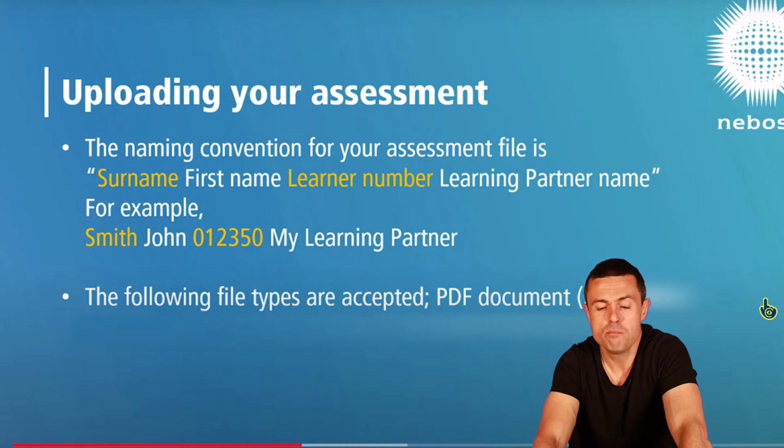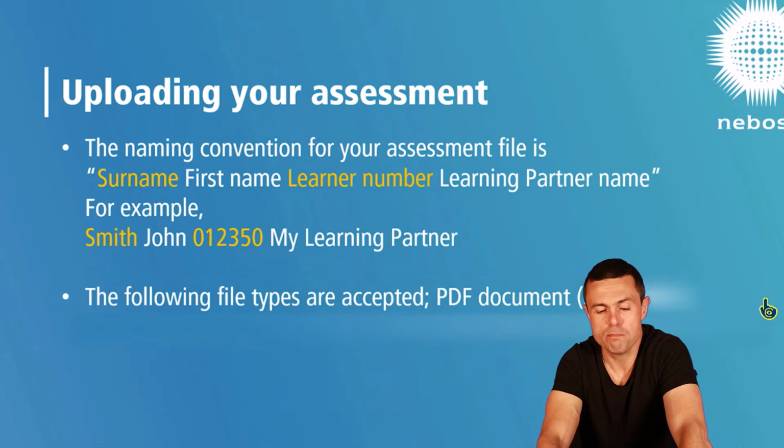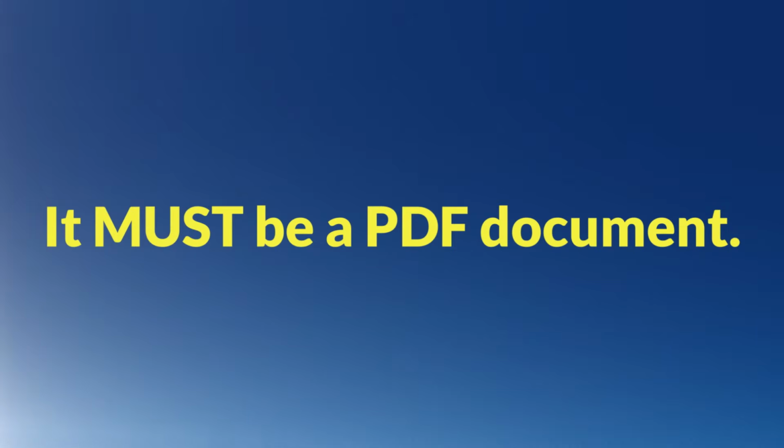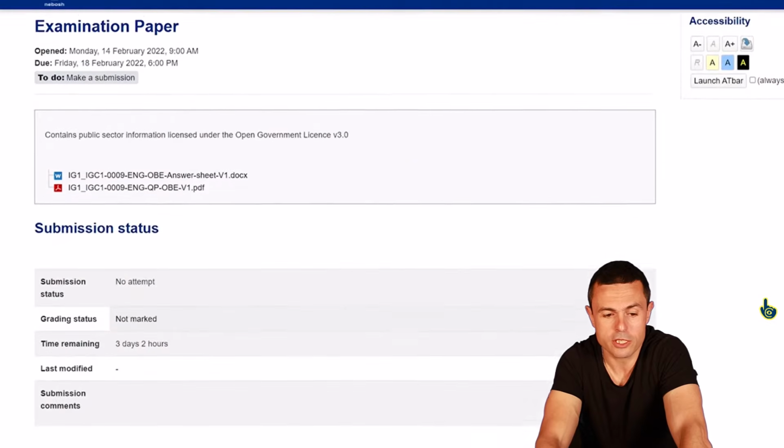It must be a PDF document. It must be a PDF document. They will not accept anything else. If it won't upload, it's probably because it's not a PDF document. Now we want to upload it. So what do we do?